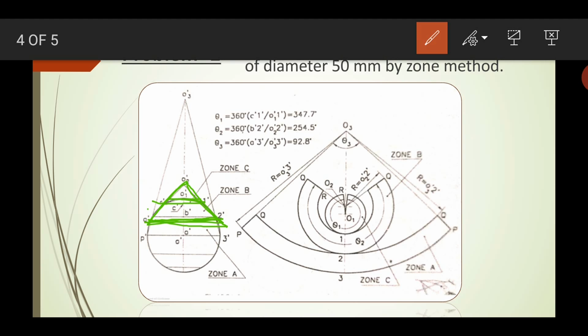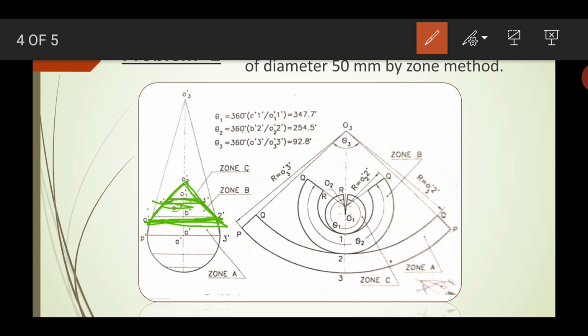Okay, this is zone B. We are going to open the zone B, and as you know, the outer surface area will be more than the inner surface area. So what you have to do is prepare an angle theta 2. How this theta 2 is coming: in this problem, when you calculate theta 2, you will get 254.5 degrees.